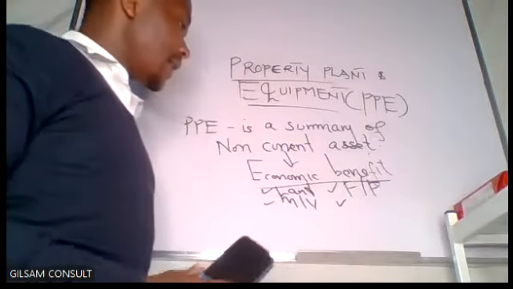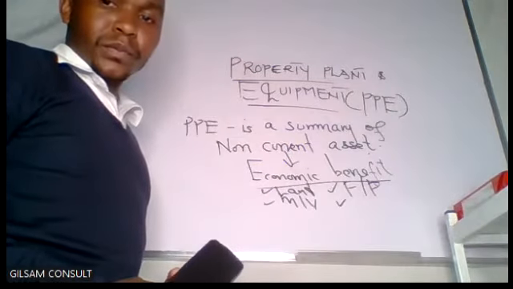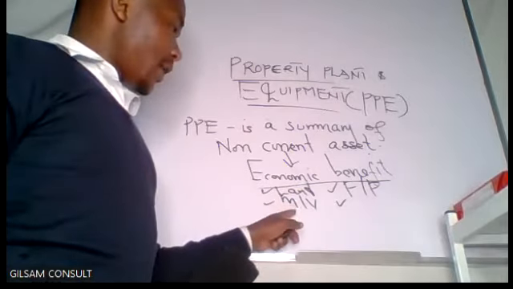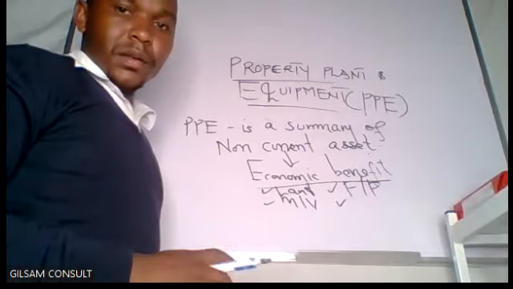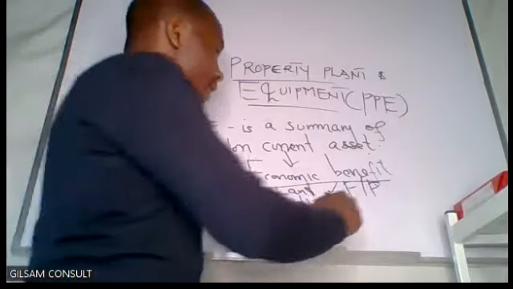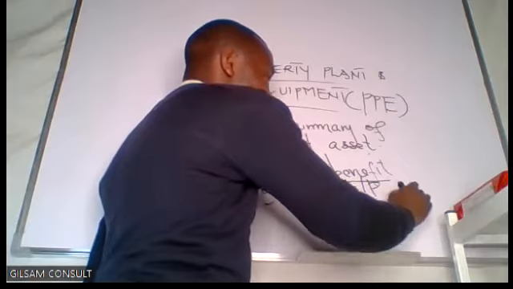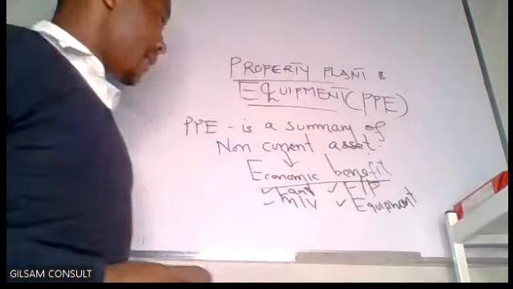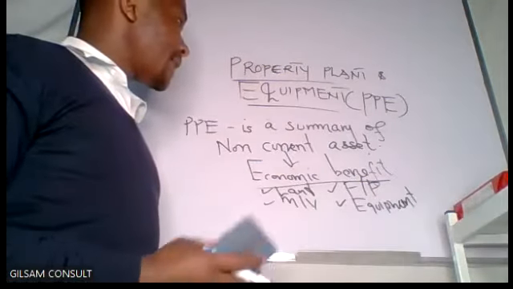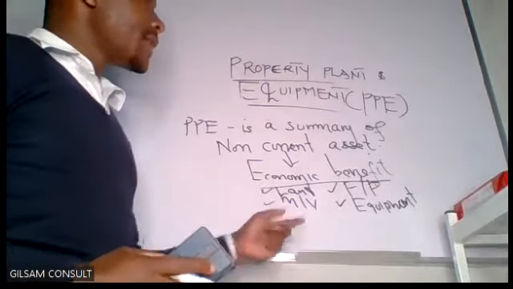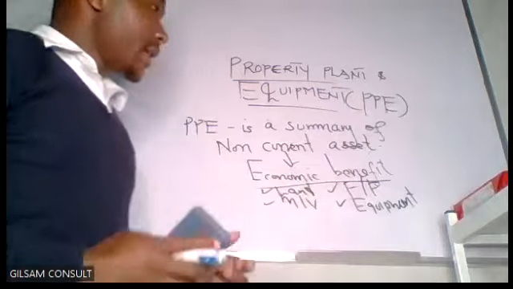We have motor vehicle, MV. We have equipment. Land and building. And we have plant and machinery. So that makes the composition of property, plant and equipment.